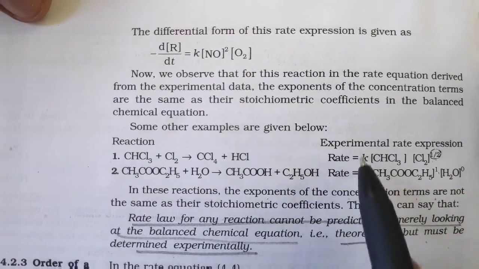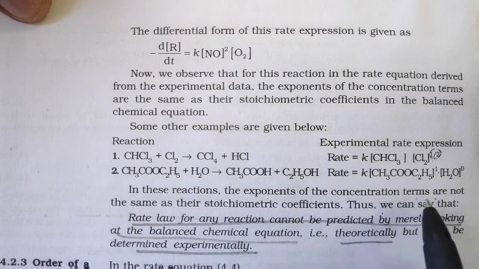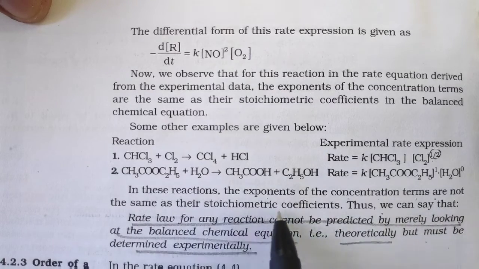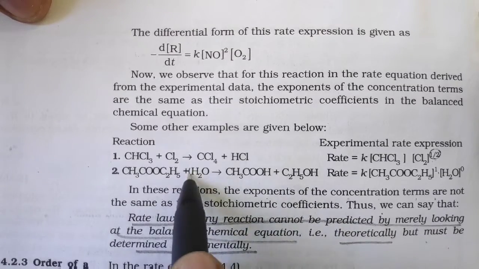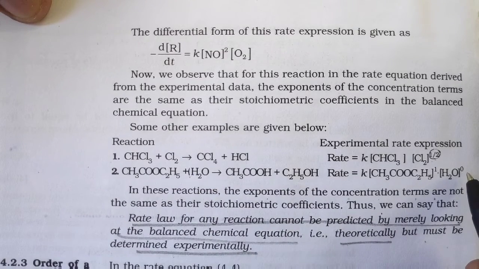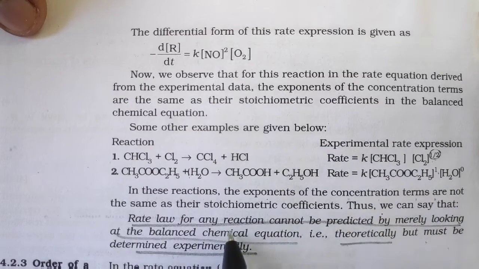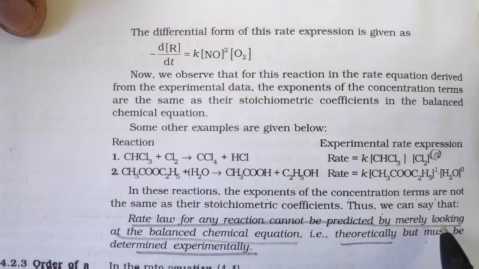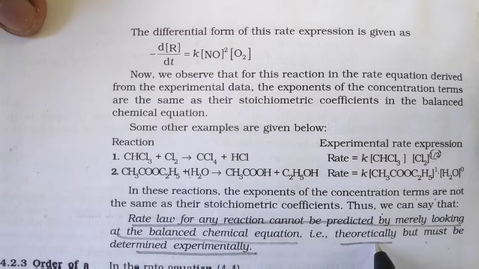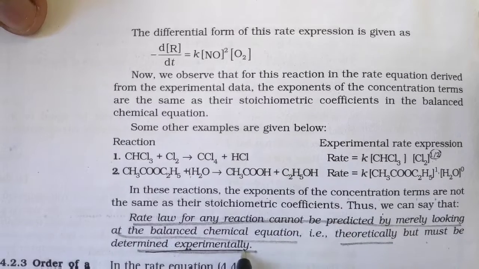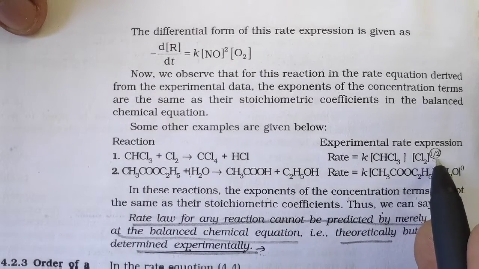Now all these things we will discuss in the next topic. But before that, there is one definition. In this reaction, the exponents of the concentration terms are not the same as their stoichiometric coefficients. Understood? Because here if you see the stoichiometric coefficient, nothing is given, so it is 1. But here we are not writing 1, here it is 0, as we said. Thus we can say that the rate law for any reaction cannot be predicted by merely looking at the balanced chemical equation, that is theoretically, but must be determined experimentally. This is the part I was talking about, the exponent.